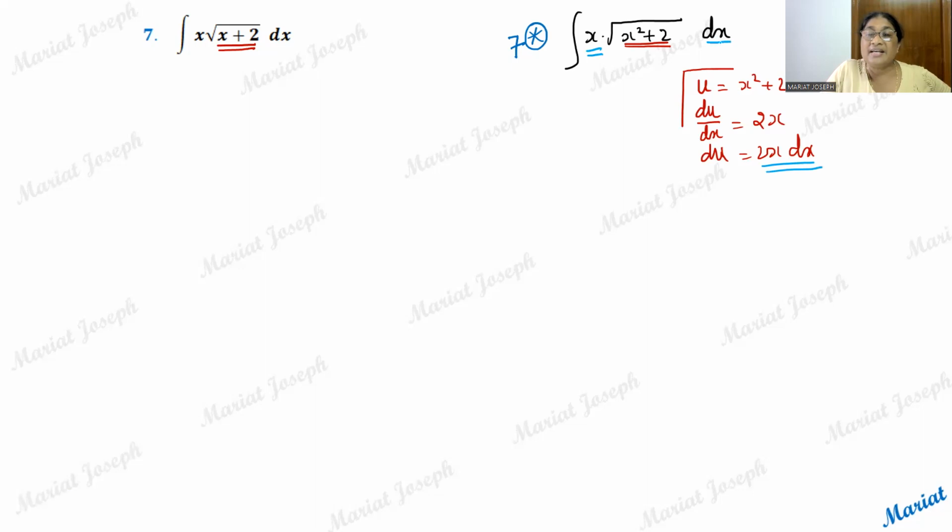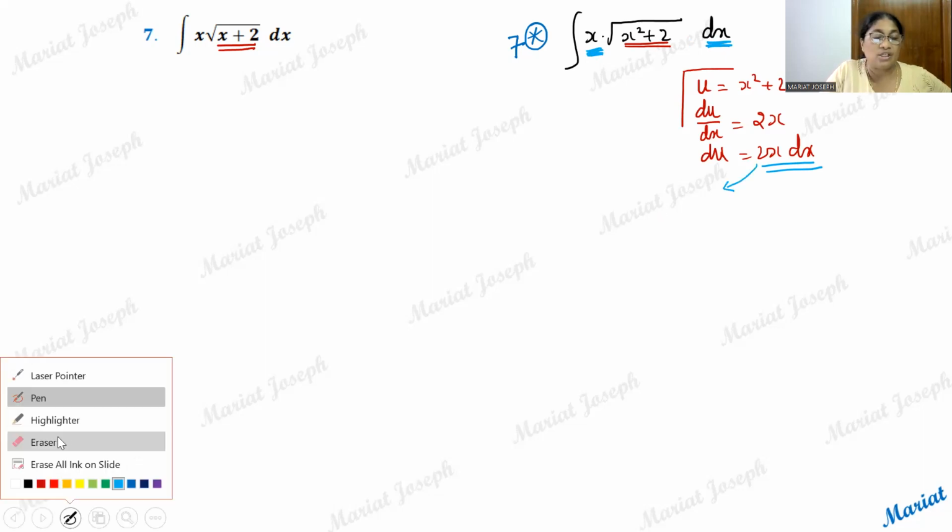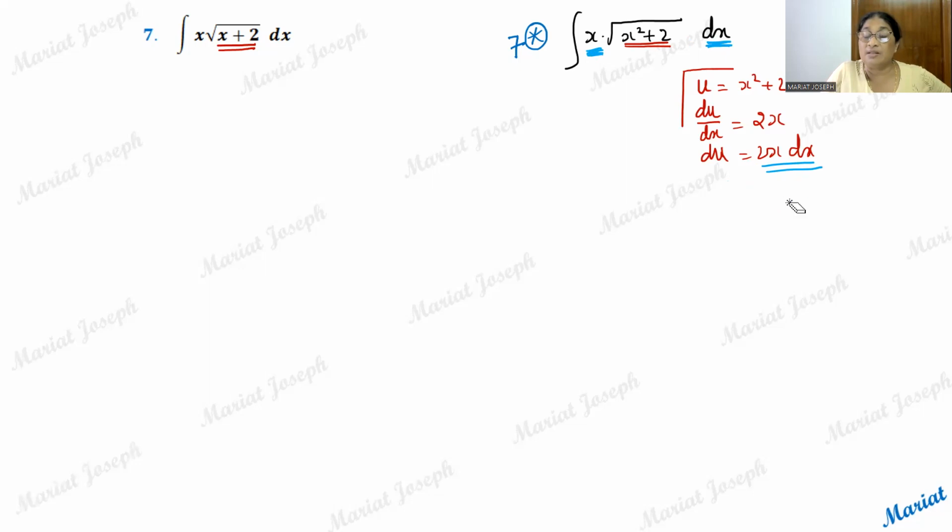No, only x dx is there. In the question, there is x dx. So what should we do with this 2? This 2 should be divided. Okay. Alina, what should be the next step? Du by 2 is equal to x dx. Okay. Therefore, can you rewrite the function now? Integration step. Say it.